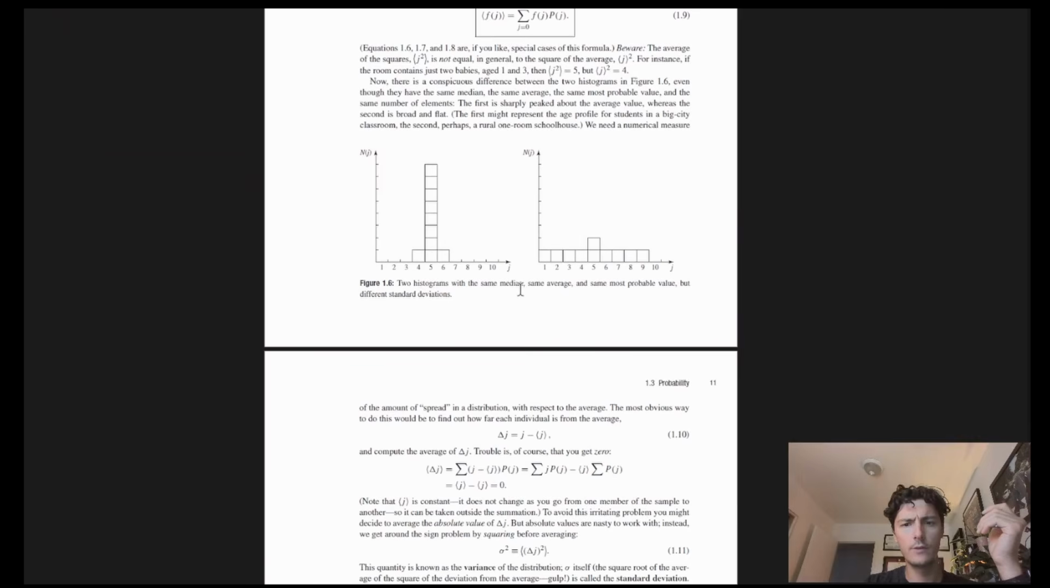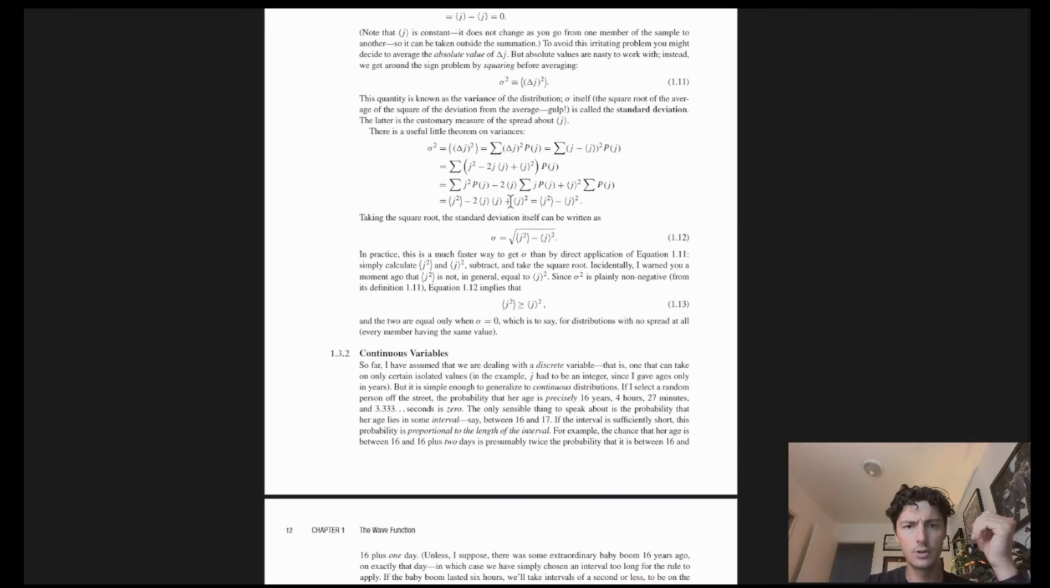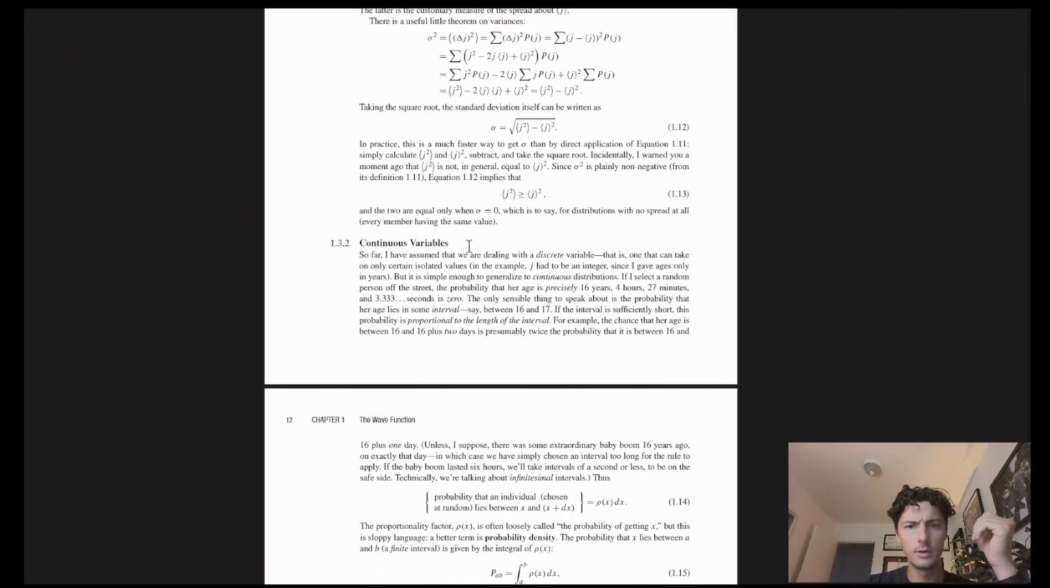Then we have 2 different graphs here. I'm not going to look at these too deep. Some more equations and stuff with the letter j. We got this little sigma here, sigma letter. This is the variance, standard deviation. Some more equations. Taking the square root, the standard deviation itself can be written as, boom, another equation.